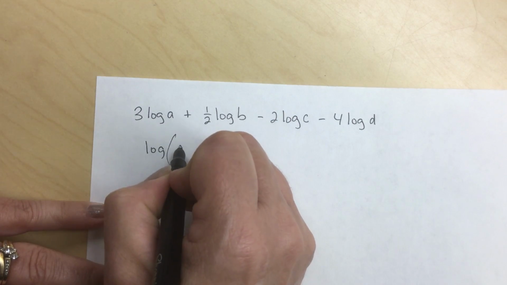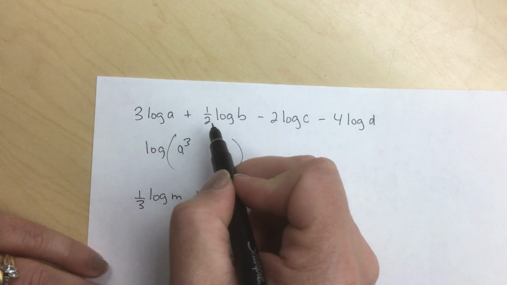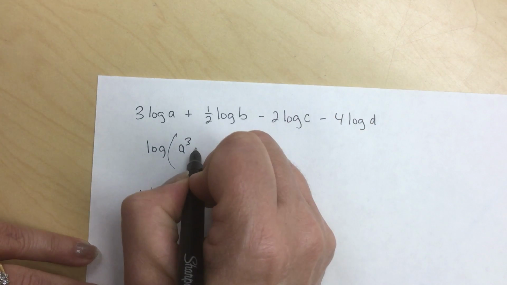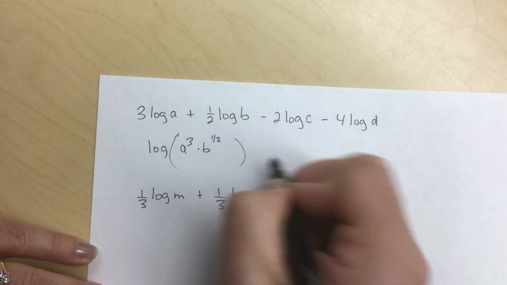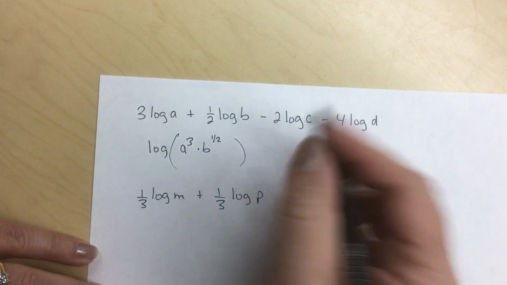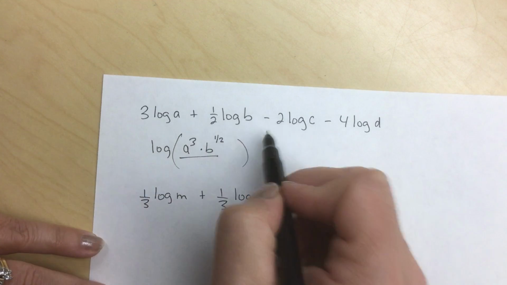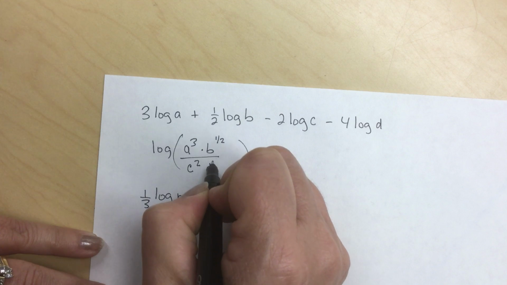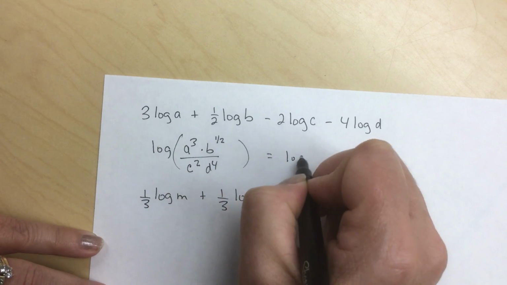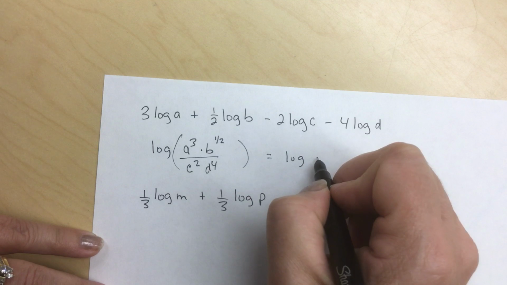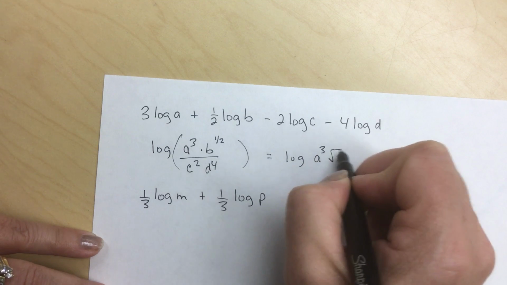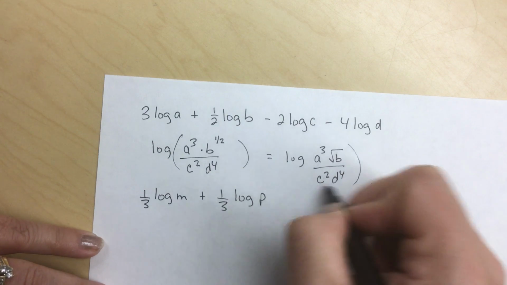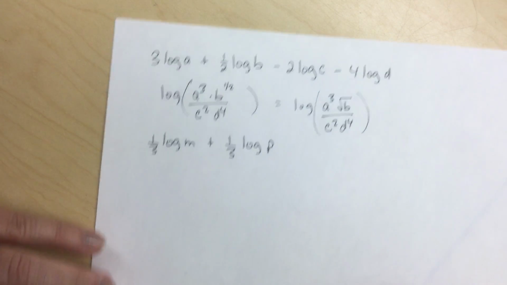This is going to be a to the third, and then 1/2 is like square root. So this is b to the 1/2. I'll go ahead and write it as b to the 1/2 for now, but I'm going to simplify it and write it as square root b. And then it's minus these two things, so anything that's subtracted is on the bottom. So that would be c squared and then d to the 4th. So then I would write this, or you could leave it like that. I would probably do a to the 3rd times the square root of b over c squared d to the 4th. Okay, so that would be how you do that one.